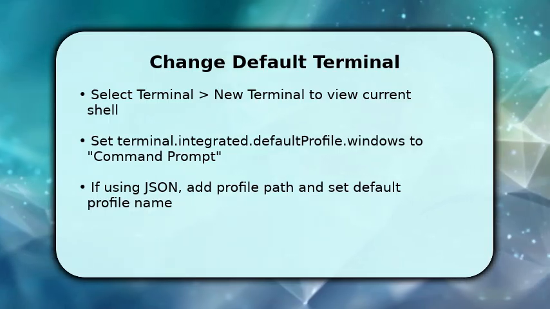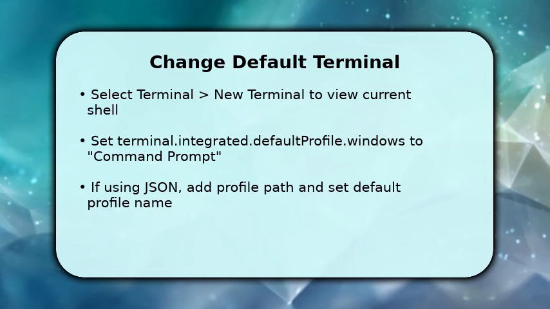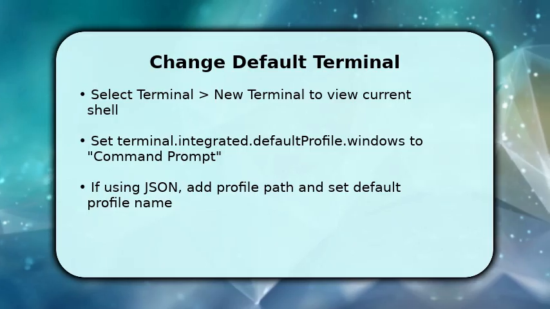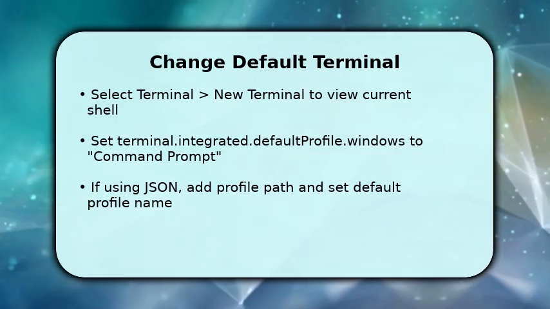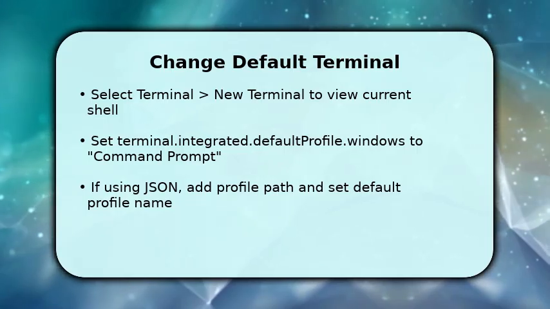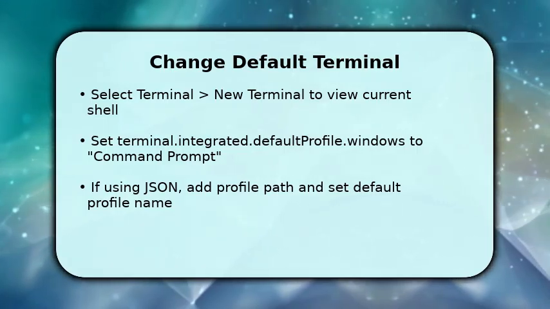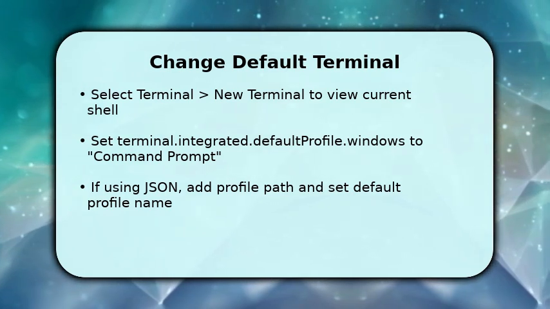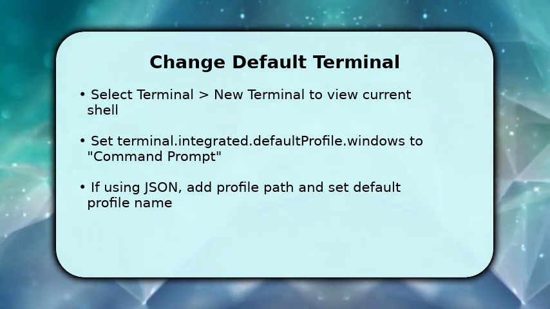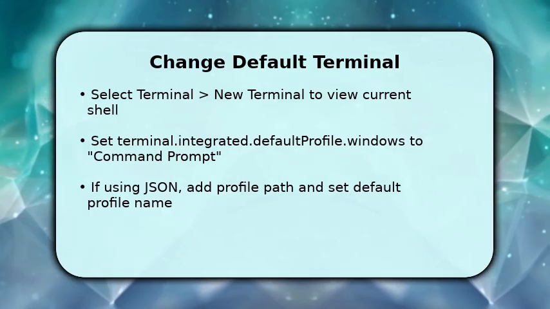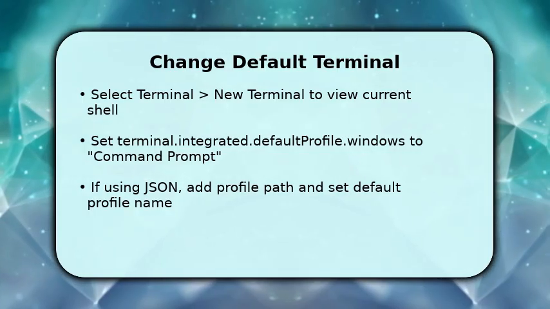If you prefer JSON, open Settings, JSON and add or edit terminal.integrated.profiles.windows with a Command Prompt object pointing to C:\Windows\System32\cmd.exe, then set terminal.integrated.defaultProfile.windows to Command Prompt. This ensures predictable behavior across new terminal instances.